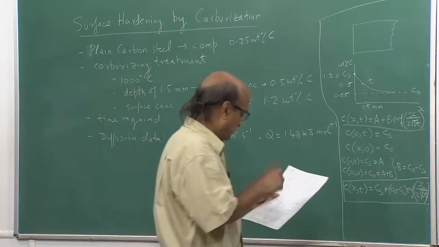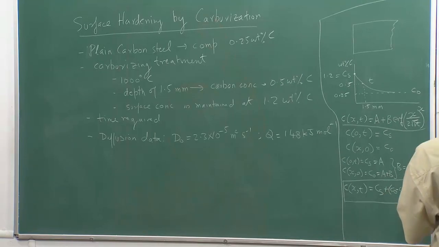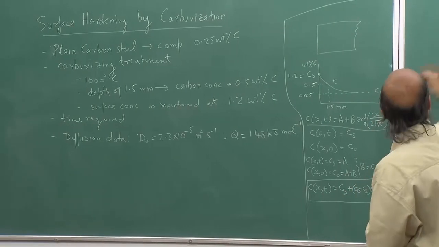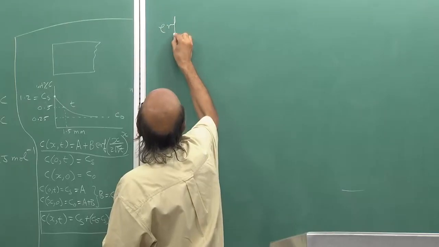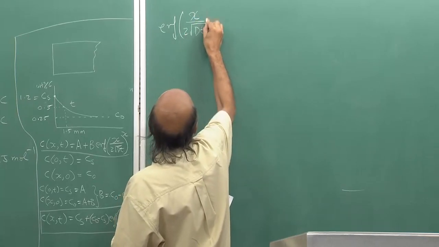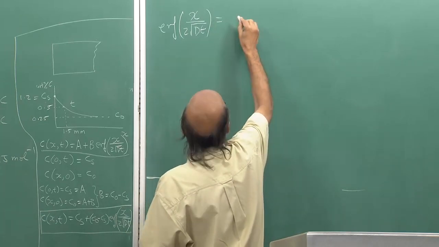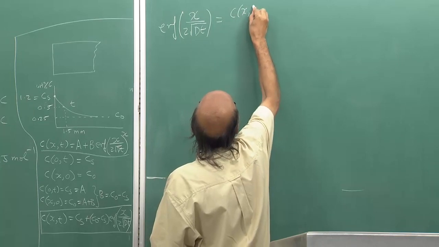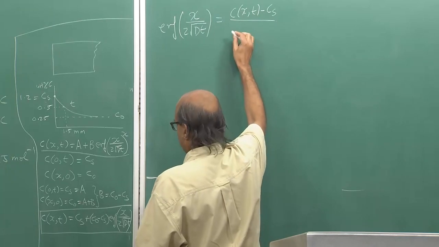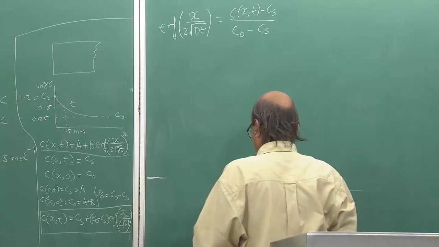So let us look at rewriting this expression as error function of x divided by 2 square root of Dt equals (Cx,t minus Cs) divided by (C0 minus Cs).